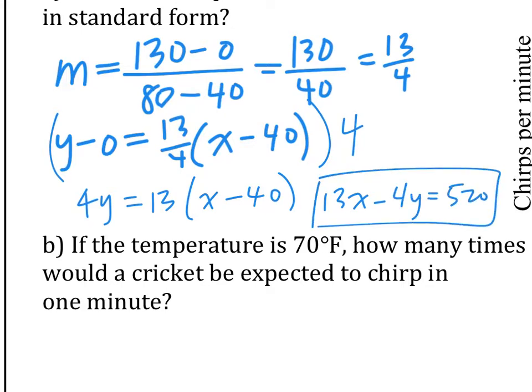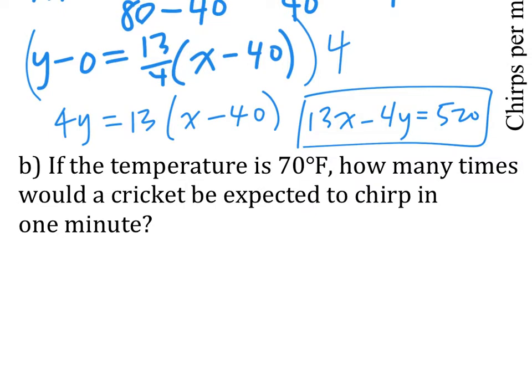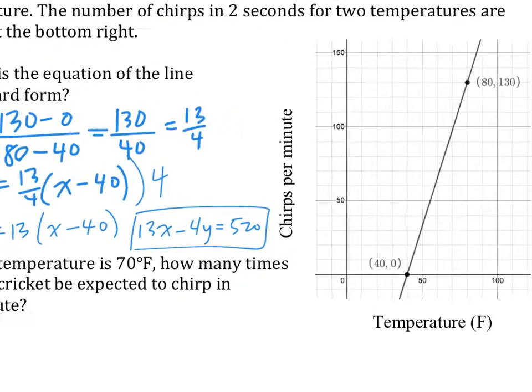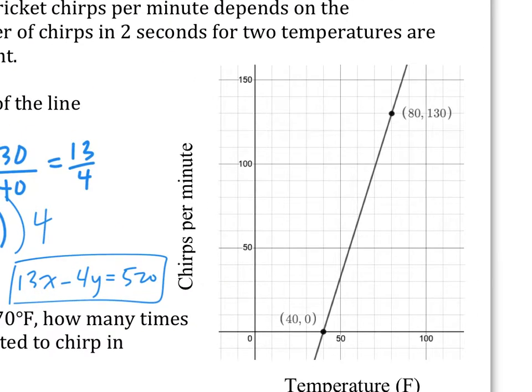Okay, last question. Now we're going to use this equation and we're going to do some prediction. If the temperature is 70 degrees F, how many times would a cricket be expected to chirp in 1 minute? Okay, so you probably forgot why we even need this line in the first place. This line represents if the temperature is such, how many times do we think the cricket is going to chirp based on that temperature? So then we created a line so that we can predict.